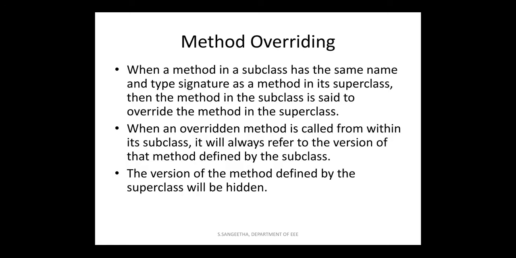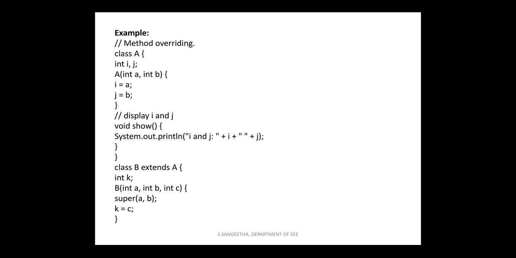Next topic, method overriding. When a method in the subclass has the same name and type signature as a method in its superclass, then the method in the subclass is said to override the method in the superclass. When an overridden method is called from within its subclass, it always refers to the version of that method defined by the subclass. The version of the method defined by the superclass will be hidden. So next you can briefly explain method overriding by using an example.